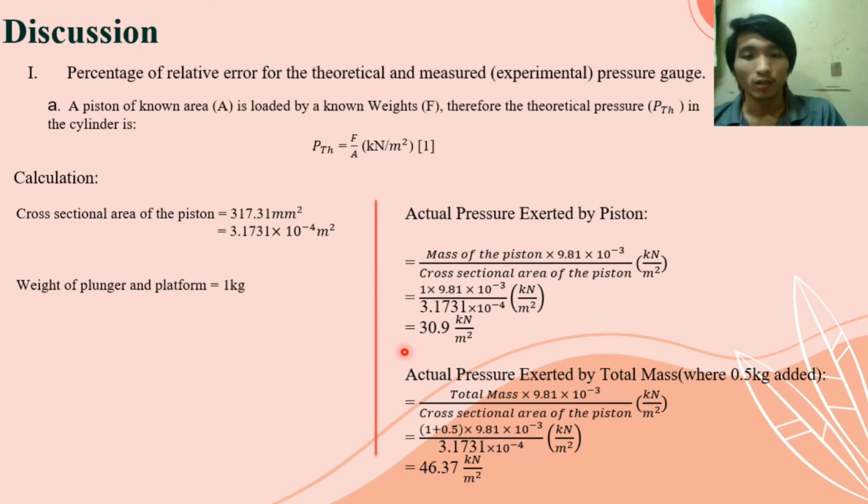We also can calculate the actual pressure exerted by the total mass, where 0.5 kg is added. This is the formula, where the total mass is 1 plus 0.5, that's equal to 1.5. So the final answer is 46.37 kilonewton per meter squared.